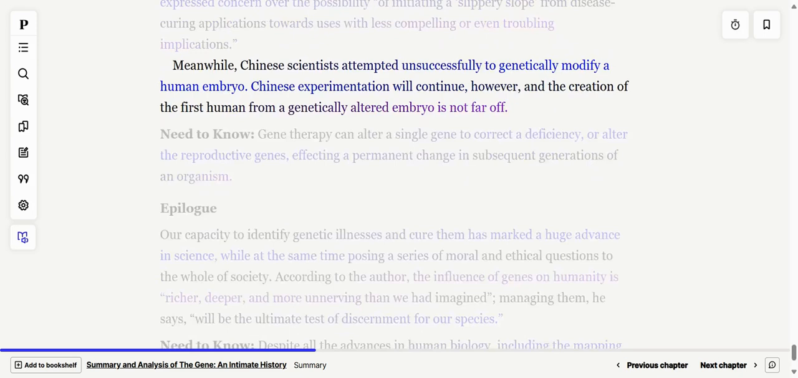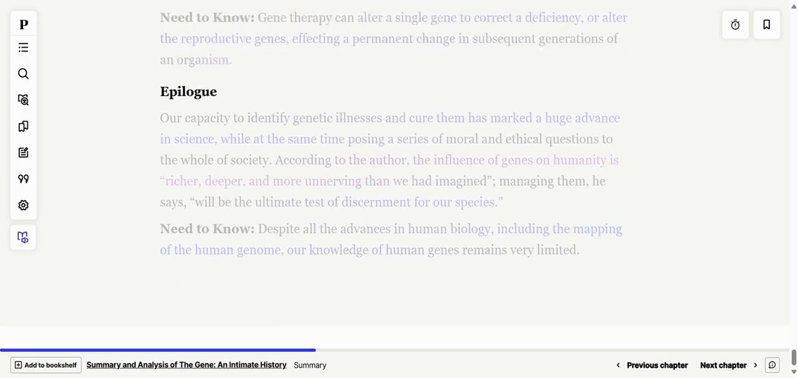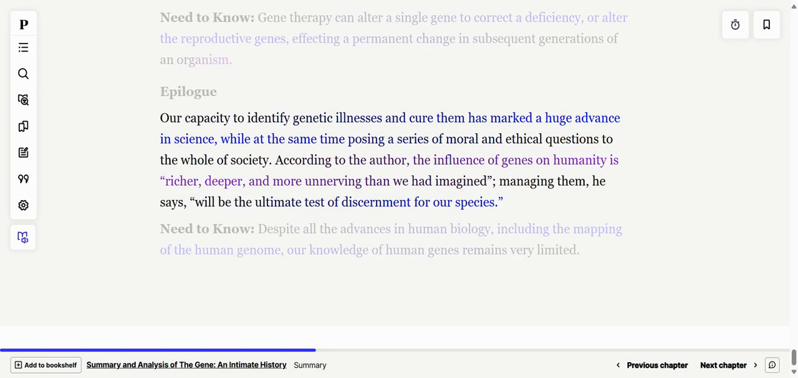Epilogue. Our capacity to identify genetic illnesses and cure them has marked a huge advance in science, while at the same time posing a series of moral and ethical questions to the whole of society. According to the author, the influence of genes on humanity is richer, deeper, and more unnerving than we had imagined. Managing them, he says, will be the ultimate test of discernment for our species. Need to know: despite all the advances in human biology, including the mapping of the human genome, our knowledge of human genes remains very limited.